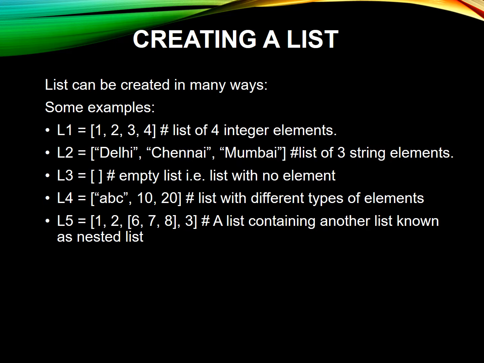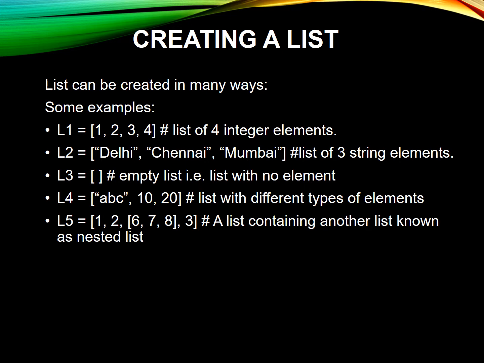Creating a list. List can be created in many ways. Some examples are given here. The very first method is creating a list with 4 integer elements. So all are integer elements. This L1 is the list name. You can take any name over here. Then on the right hand side of equals to, the list elements are there. 4 list elements are there, all of integer type. The values or the elements are to be enclosed in square brackets separated by comma. So this is the first method.